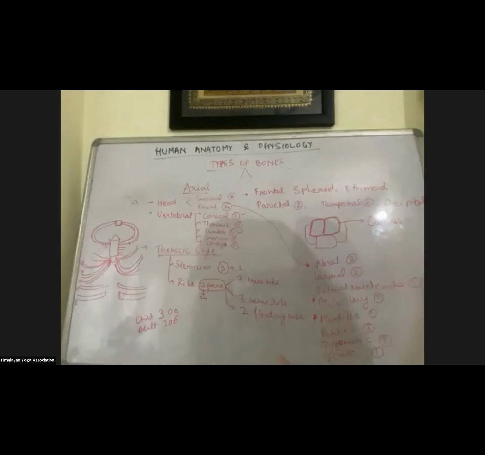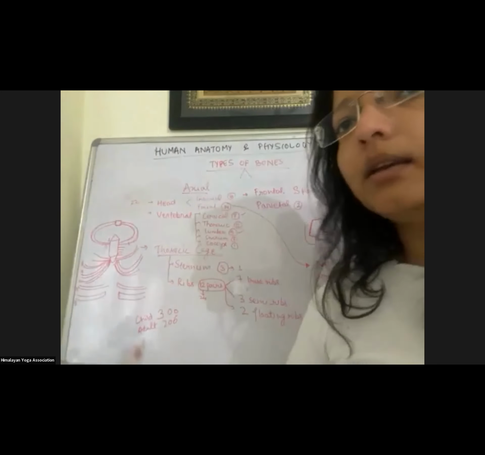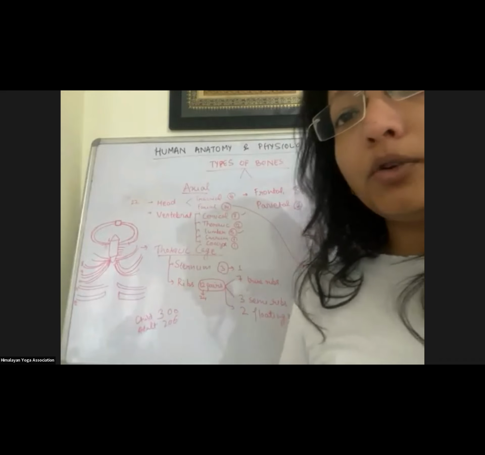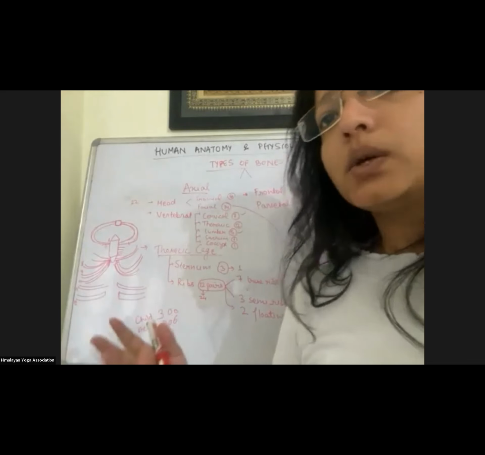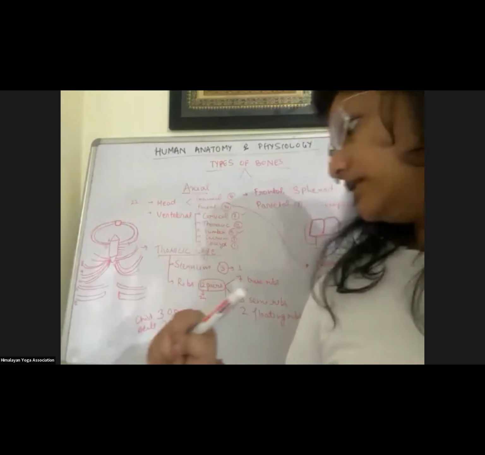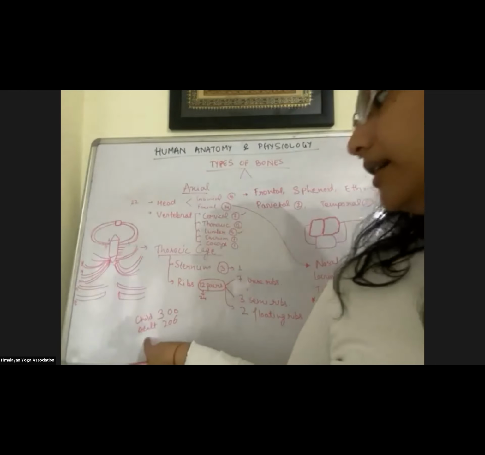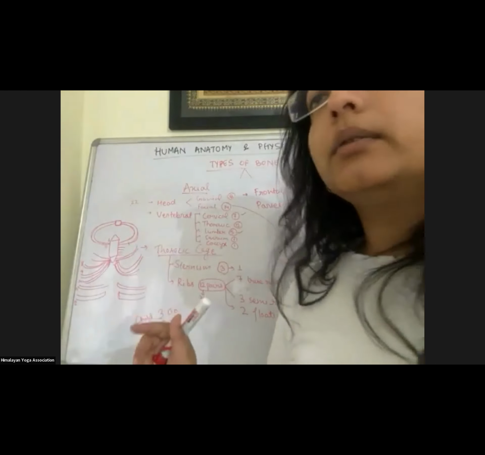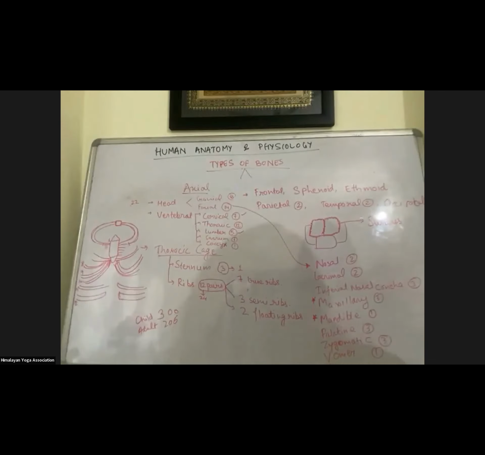That's why when a child falls, nothing happens to him. He gets up and everything is all right, because he has more bones, more joints, so he is more flexible. Whereas an adult becomes a little bit not so flexible.